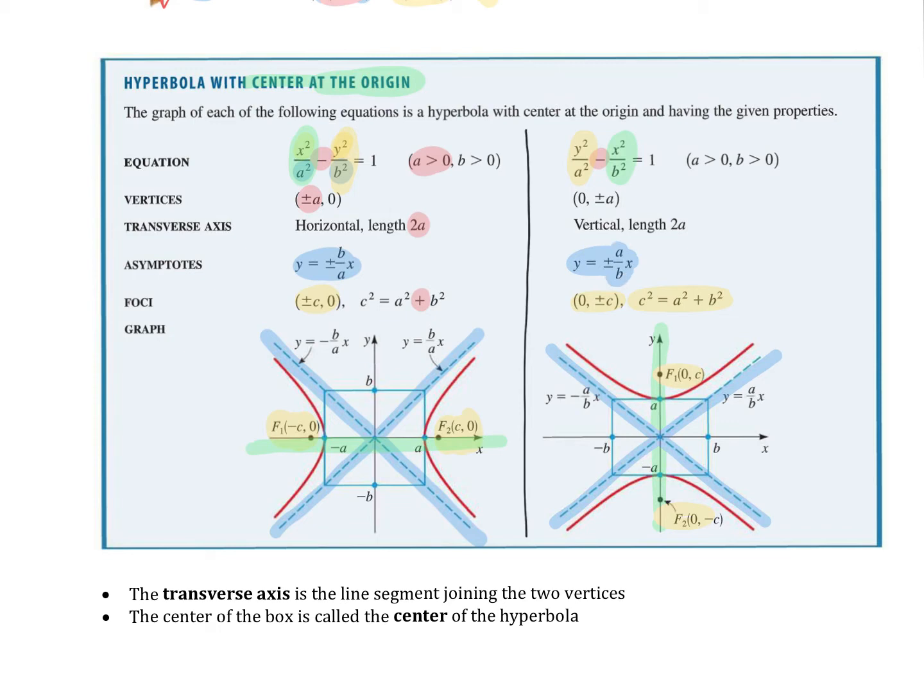Sorry, I didn't mention that previously. The equation of the asymptote is plus or minus b divided by a for this side of the hyperbola, for this line, and then for the other one, it's a divided by b.